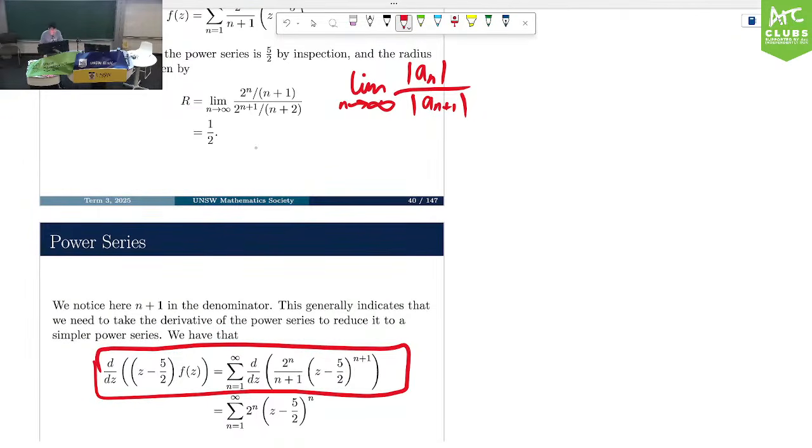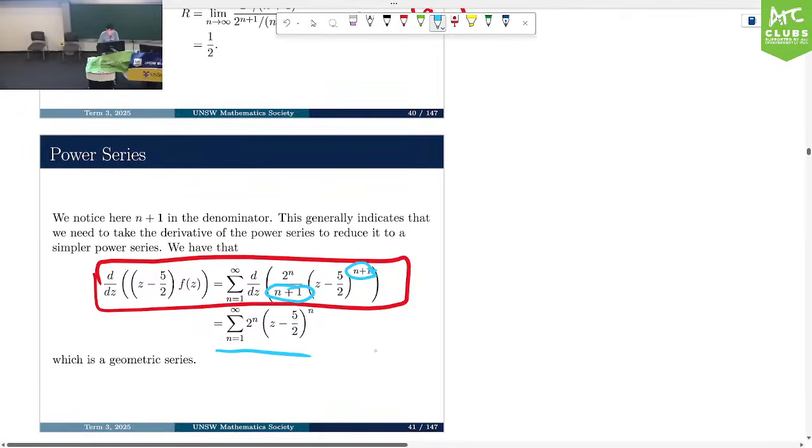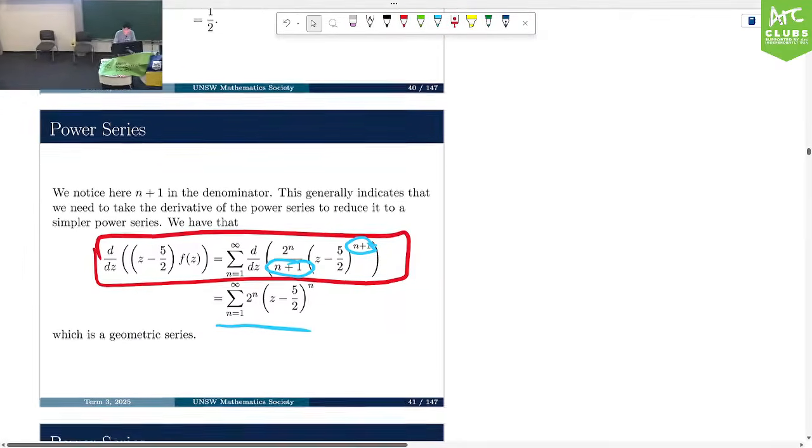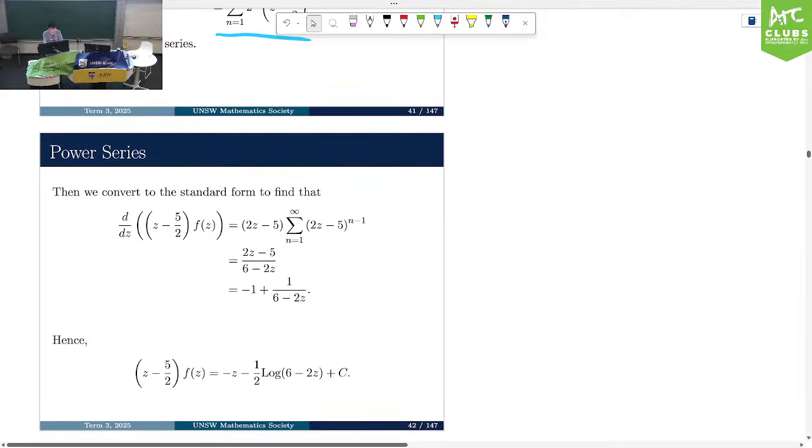And then we can differentiate both sides. The n plus 1 in here carries down and cancels out with this n plus 1 over here to become 2 to the power of n times this thing over here. And yeah, this is our GP, which is what we know well. So that's the sum of a GP. Just by doing the sum of a GP, we have this thing over here.